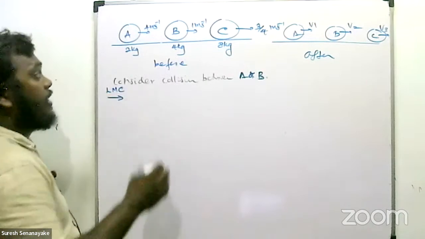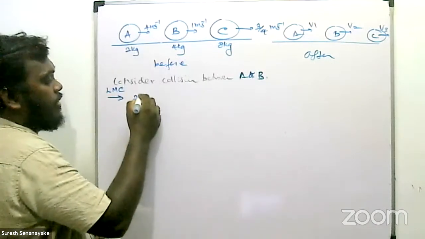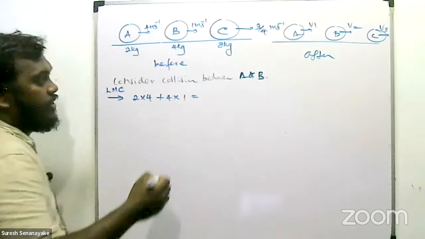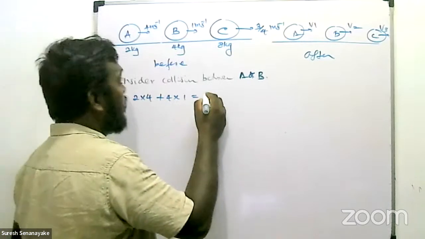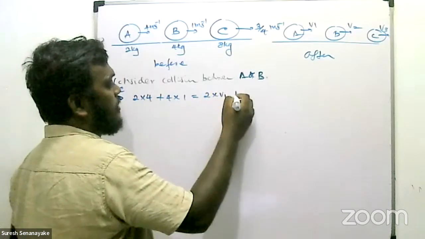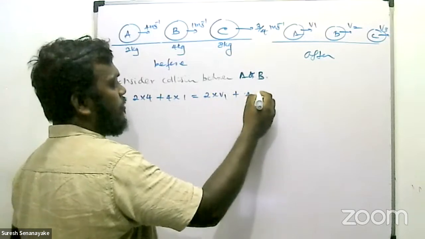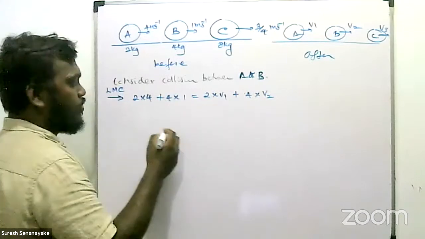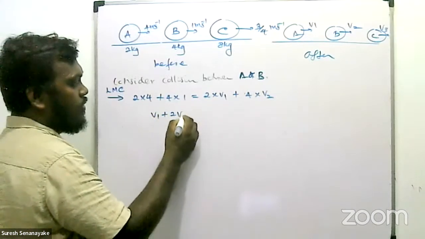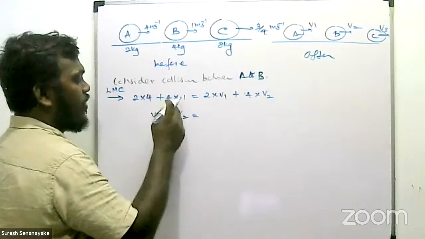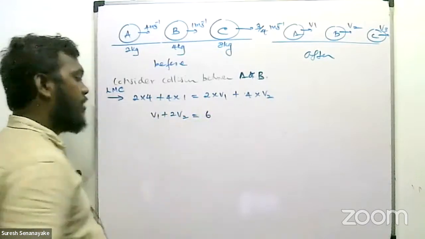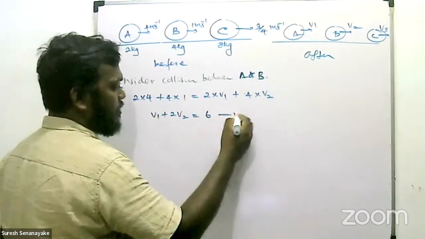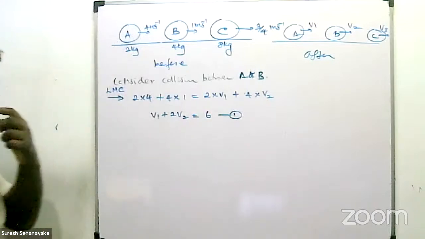I'm applying it horizontally. Initially the momentum is 2 into 4 plus 4 into 1, and after the collision the momentum of A is mass 2 kilogram into V1 plus mass 4 kilogram for B is V2. Then by simplifying, you can write, dividing by 2, V1 plus 2 V2 equals 8 plus 4, 6, divided by 2 is 6. So the first equation comes out like this.